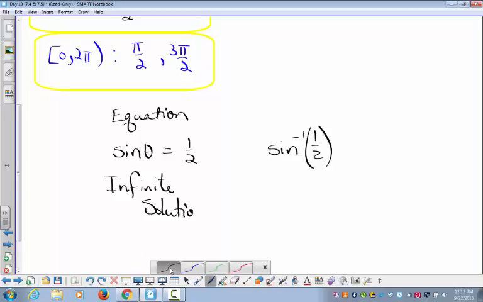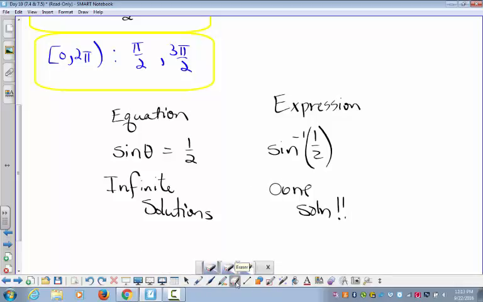The thing on the right is an expression. That's not an equation, that's just an expression. How many quote unquote answers does it have? One. This thing is a function. This has one solution here. One only. Inverse sine of 1/2 does not mean all angles that have a sine value of 1/2. Inverse sine of 1/2 means the angle on the right side of the circle with a sine value of 1/2. So there's one answer here. There's one solution only, because that's a function, and functions have only one solution.